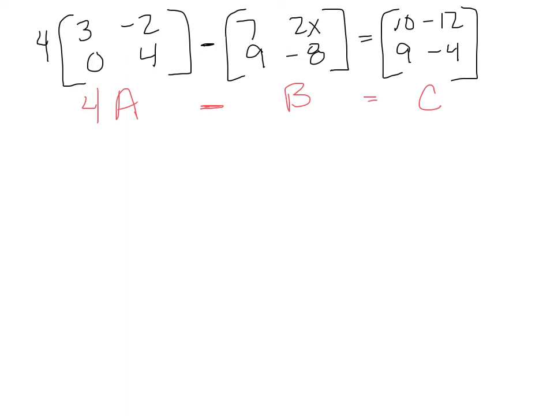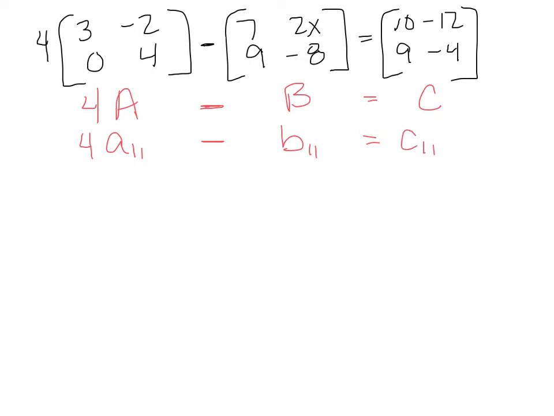So we can think about what we learned. First off, the order matters. I can't flip it and do B minus 4A and end up with C. And we can also think about the fact that those corresponding entries are going to be equivalent. So I know that if I take the entry at 1, 1 in A, and I multiply it by 4, I'm going to have to subtract the B11 entry, and that's going to get me the C11 entry, and so on and so forth.